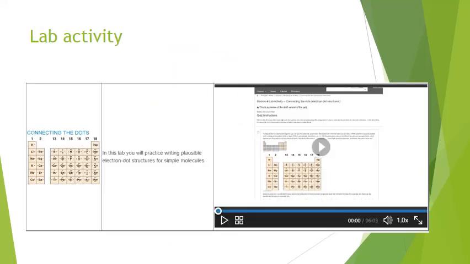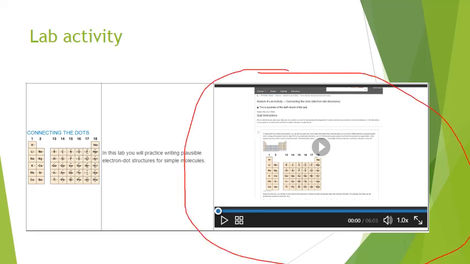Okay, now that you've gotten some exposure to the electron-dot structure, take a swing at the lab activity. It's entitled Connecting the Dots, and again, there's a little tutorial video which will help you with the interface for the exercise.